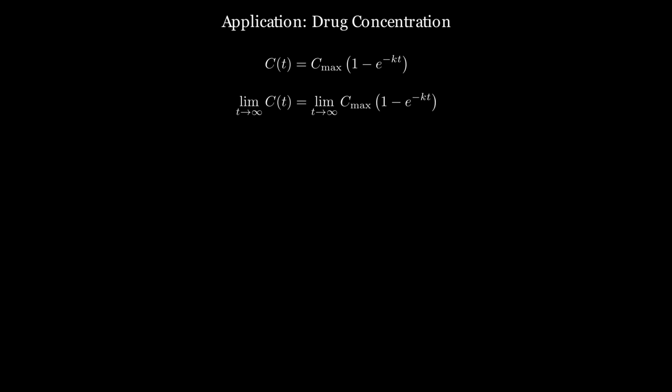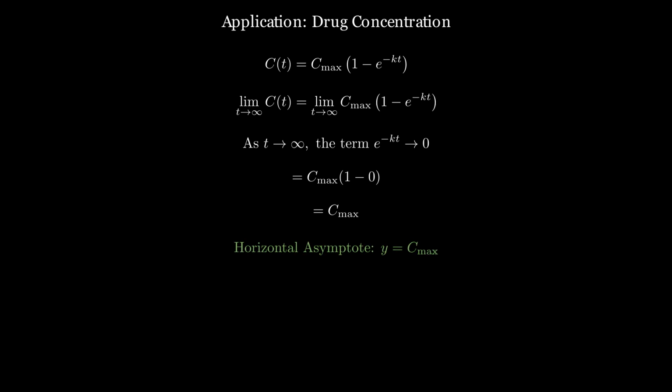As time t gets infinitely large, the exponent negative kt becomes a very large negative number. An exponential function with a large negative exponent gets extremely close to 0, so we substitute 0 into our limit. The limit is Cmax. This means the drug concentration will level off and approach a steady maximum level, which is vital for determining safe dosages.